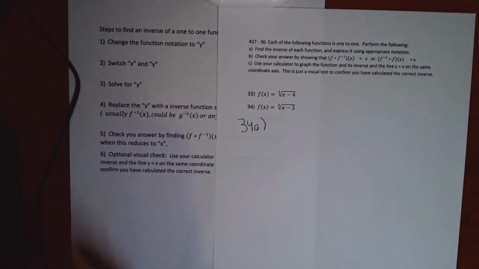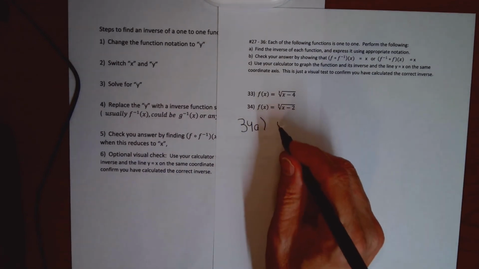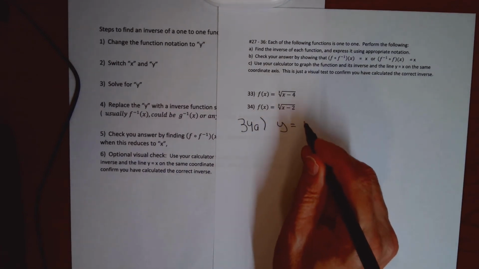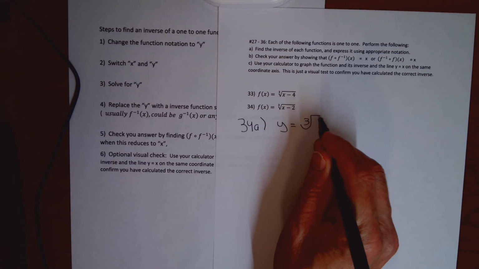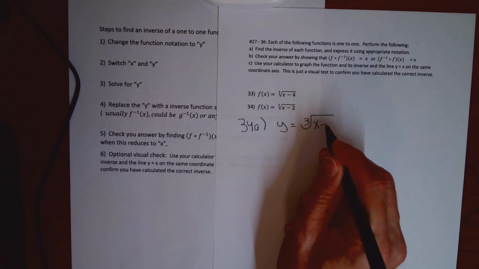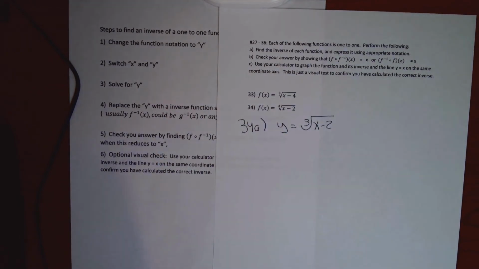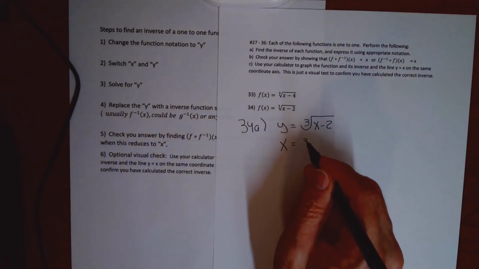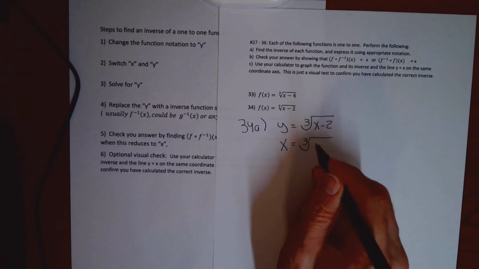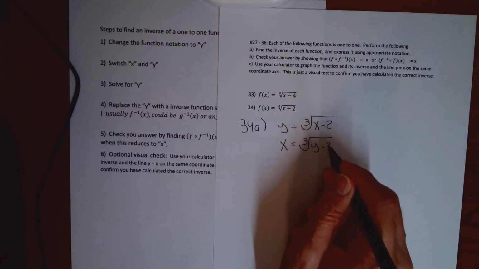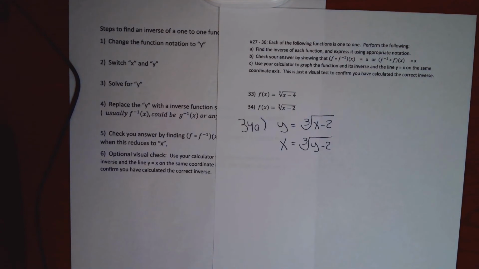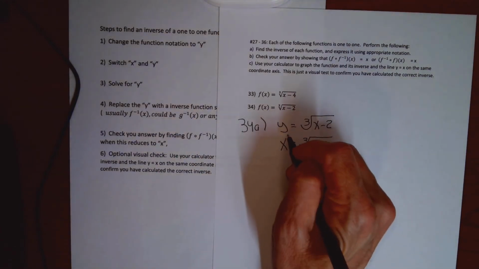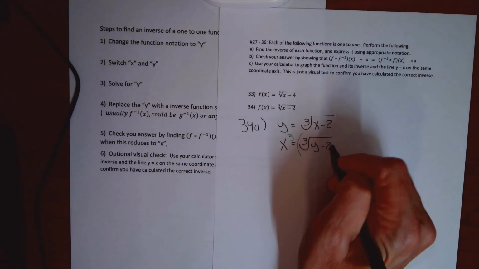Step 1 to find the inverse, change the function notation to y. So I get y equals the cube root of x minus 2. That's not the inverse. Once I get to step 2 and switch the x and y, that is the inverse. Now I'm going to go to step 3 and solve for y. To solve for y, I'm going to cube both sides.